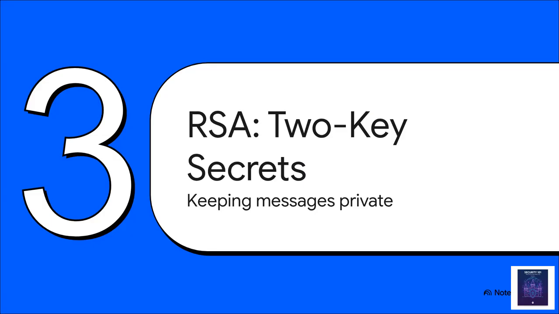All right, so now we can guarantee a message hasn't been changed, and we know who sent it. But notice something? We haven't actually hidden the message itself. Everything we've talked about so far could be sent in plain text for anyone to read. To get real privacy or confidentiality, we need our third tool, encryption.